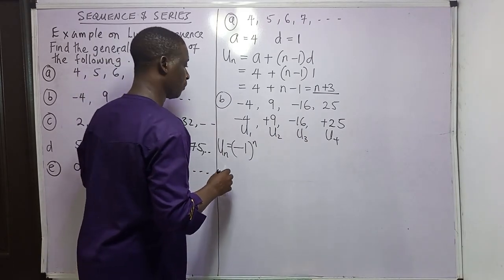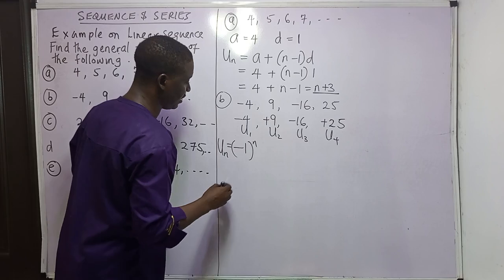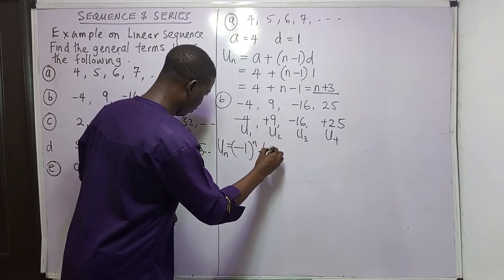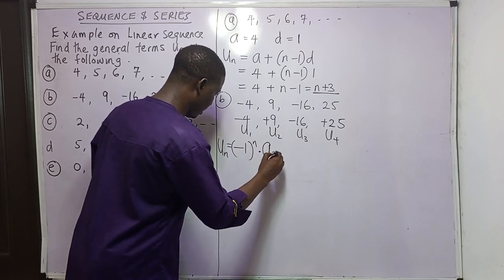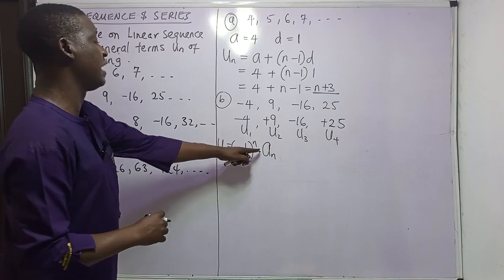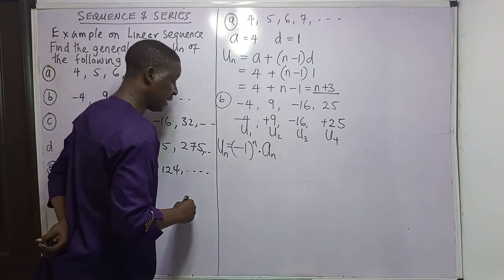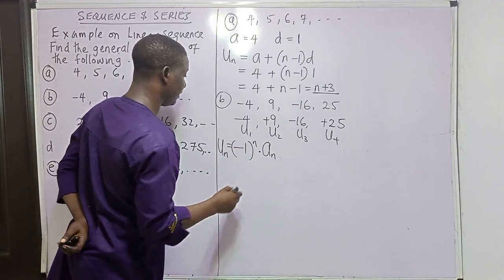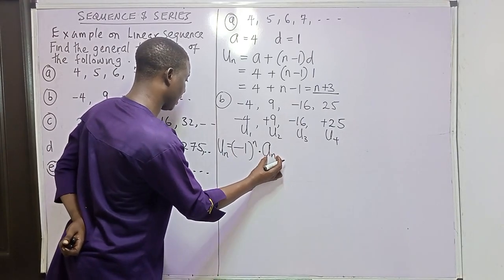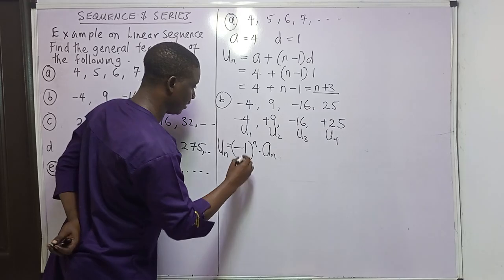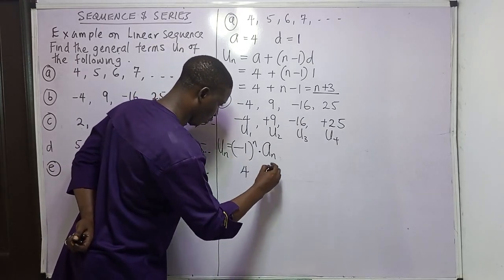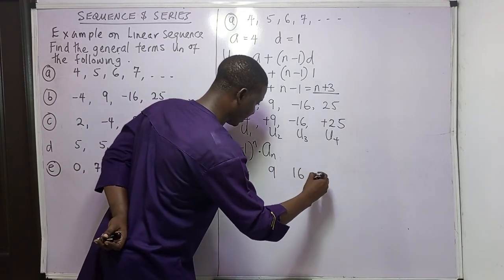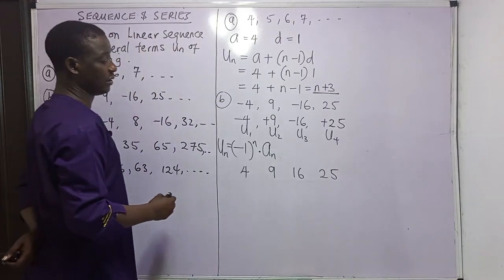Now what do we do next? Another thing we do is multiply by a_n, which is what we want to look for now. Once I get this one, we can go ahead. So let's remove the minus sign and go ahead to work with the normal positive numbers.